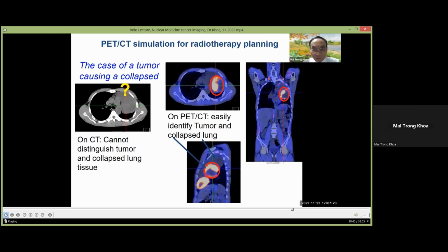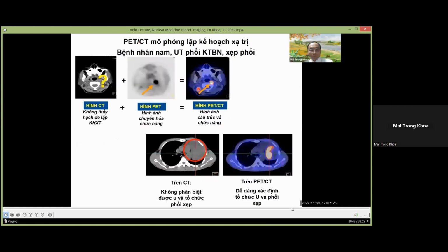This is the same, you can see here. We can easily detect lymph node metastasis or distinguish the tumor and atelectasis to help the radiation therapy simulation be correct. You can see here.